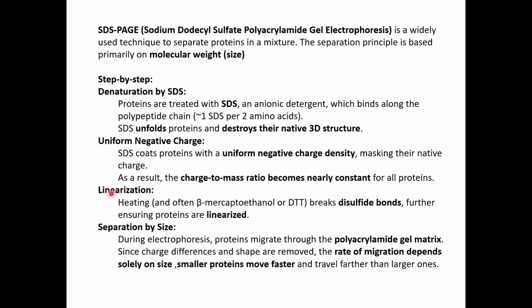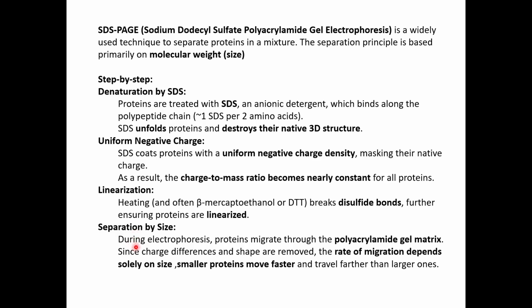Then it also helps in linearization. So heating is done, and often beta mercaptoethanol or DTT is used, which breaks the disulfide bonds, further ensuring the proteins are linearized. Then separation is done, like we said, based on the size.